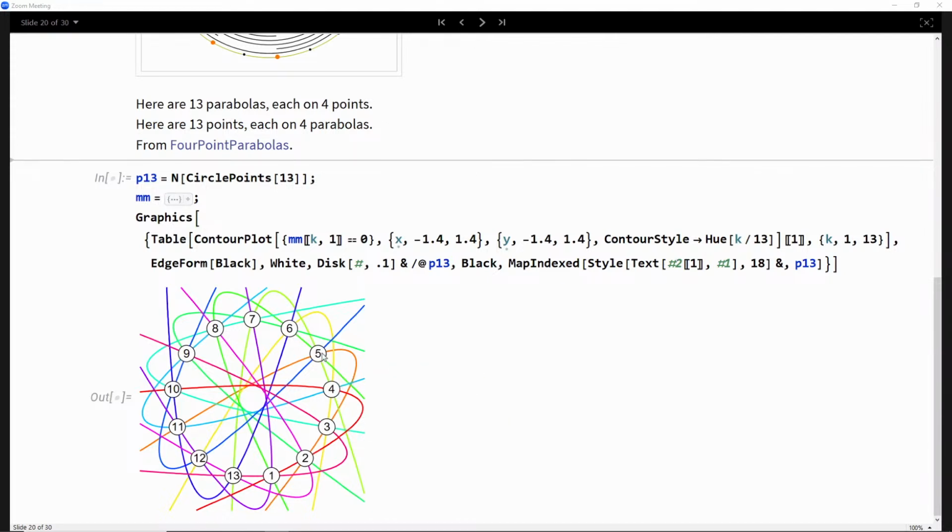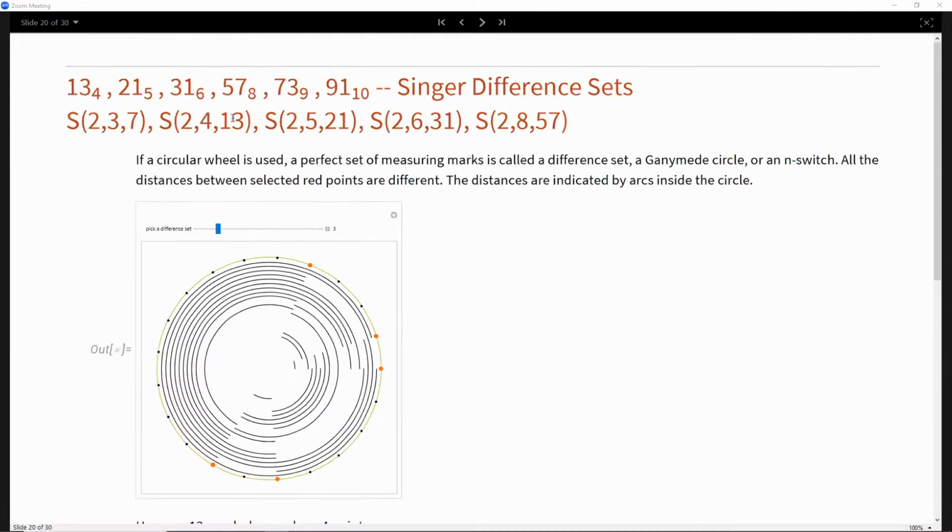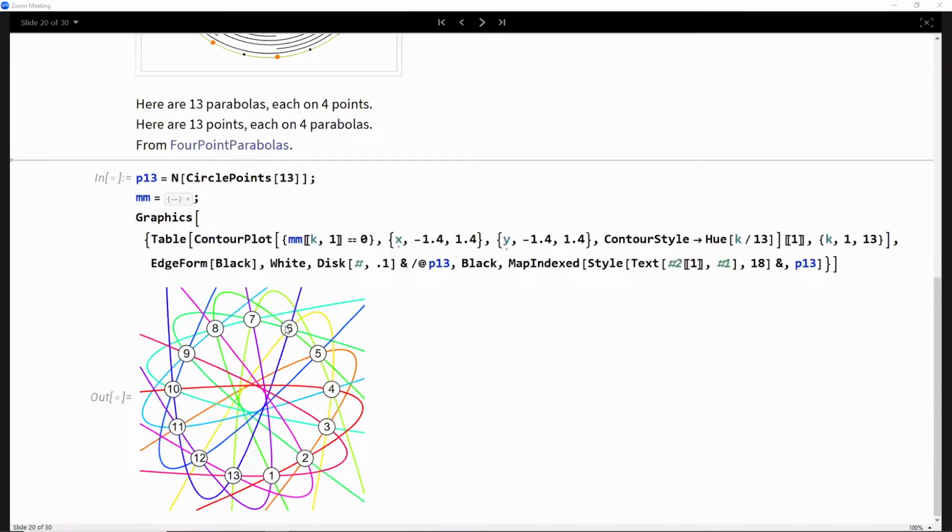1, 5, it has to be on one of these. Not orange, not green, not blue. Oh, it's on this one. 1, 5 is on this parabola. Every possible pair of digits is on one of these 13 parabolas. So this is a 2, 4, 13 system, since there's 13 items and everything is in blocks of 4 and it's covering pairs.